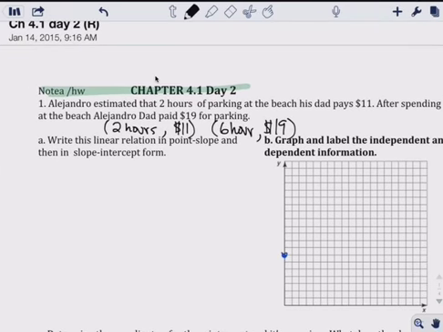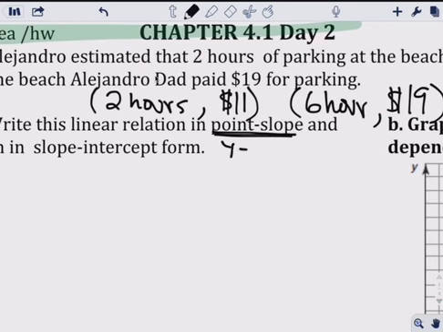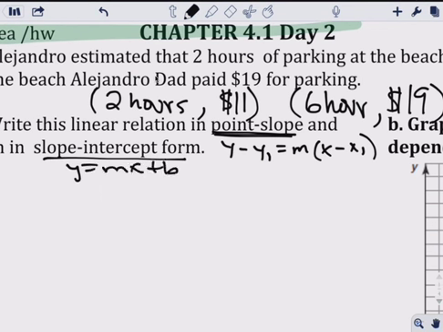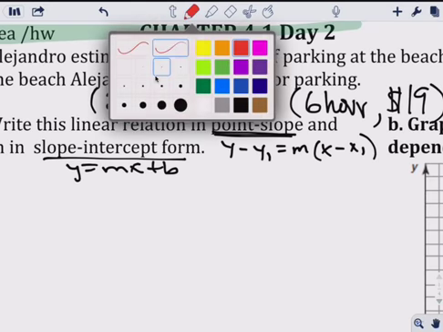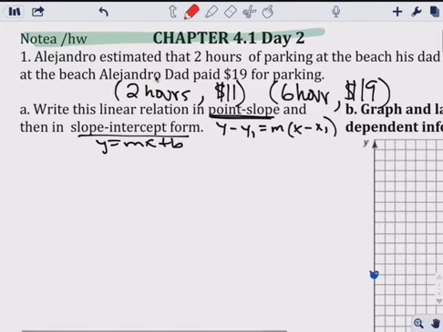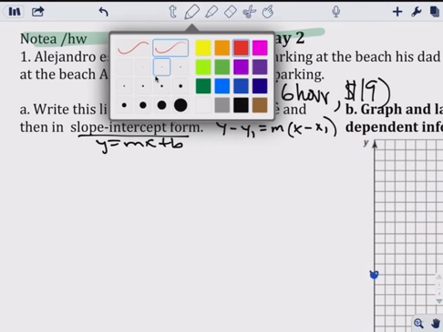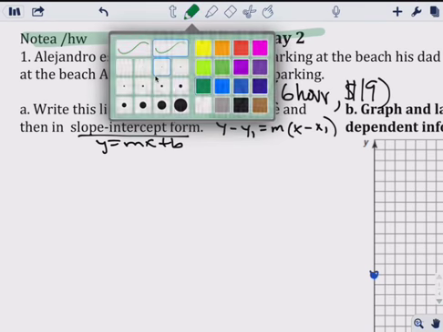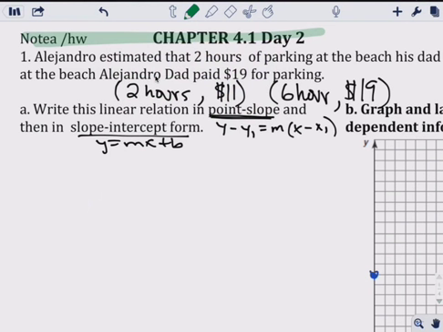Write the equation, a linear equation in point slope. Point slope, remember, is y minus y1 equals m times (x minus x1). And slope intercept form is y equals mx plus b. So we need to do point slope first. We need to choose a point. Let's choose 2, 11. Let's choose 6, 19, because most of you probably chose 2, 11.